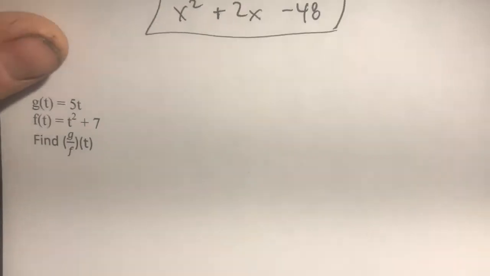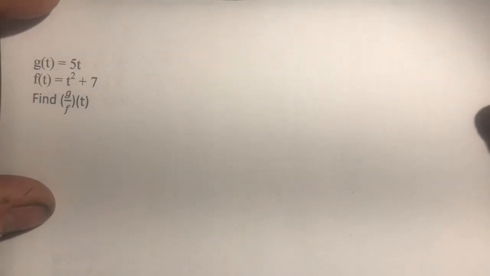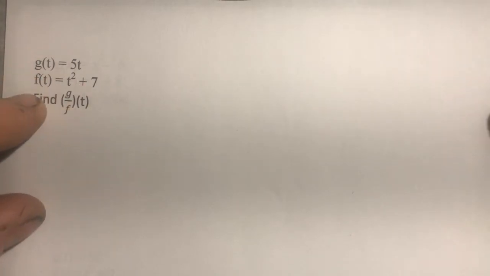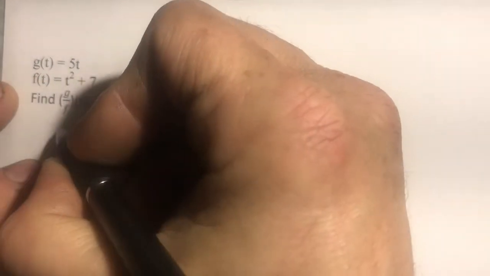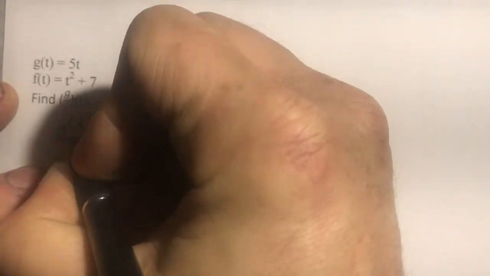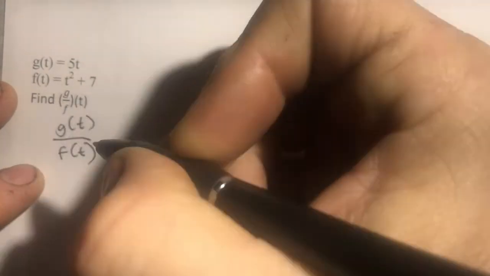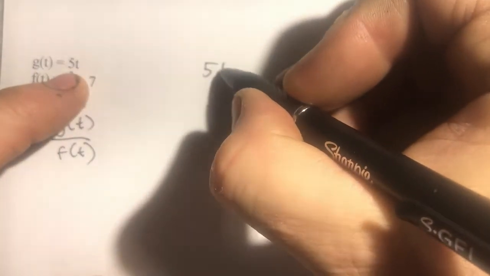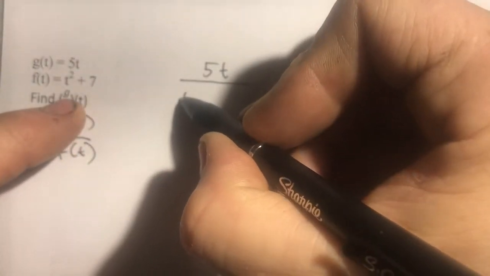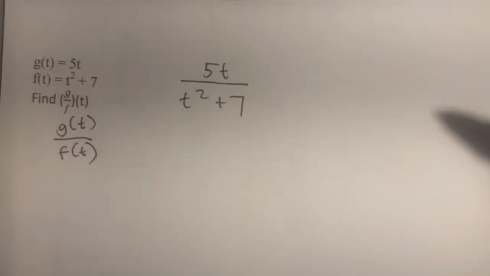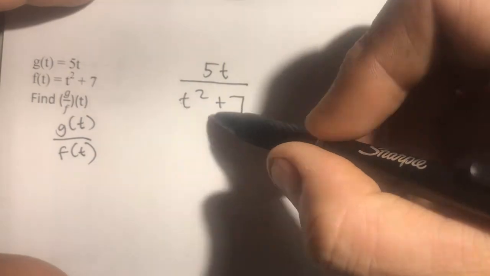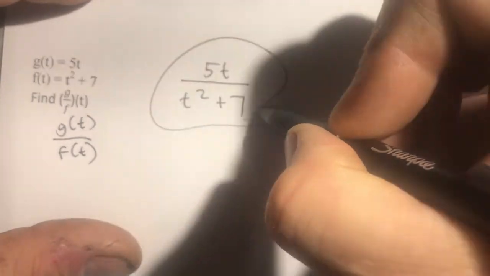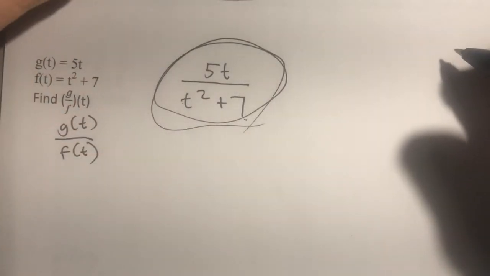You're looking at this one now. g of t and f of t. Find g divided by f of t. So this is going to be g of t divided by f of t. So g of t is on top. f of t is on the bottom. Then we simplify it. Well, when you divide like this, you're dividing by all this down here. So there's really no simplifying you can do. So that's it. That was easy, wasn't it?